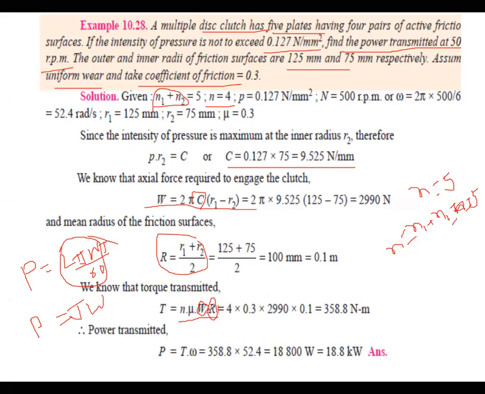While calculating W there is somewhat of a confusion here. W is equal to 2 pi C into (R1 minus R2), and C is from p into R2. Once you know this, the rest is easy, very simple. You have to remember: what is the statement, either uniform wear or uniform pressure? And what is the condition, single plate clutch or multi-plate clutch? By doing this, you can know now.